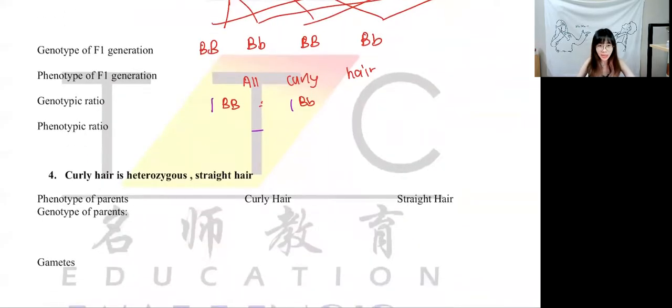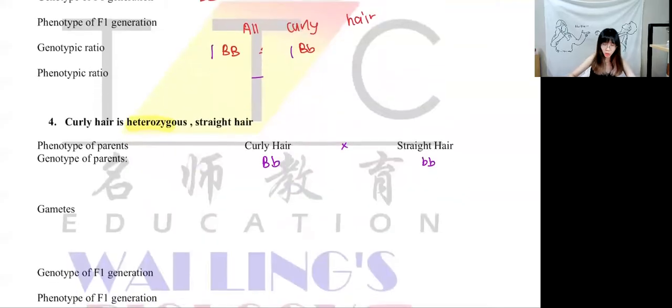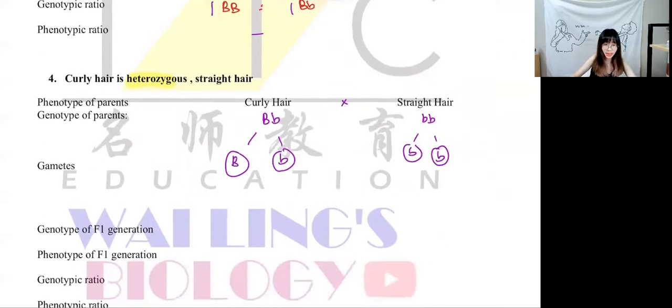Okay, the last one, curly hair is heterozygous, straight hair. So curly hair is hetero. Hetero means different, right? 1 big B, 1 small b. Straight hair, how do I know straight hair is hetero or homo? Again, straight hair is recessive. To show that they are recessive, it needs to be 2 small letters. So same thing, we draw the gametes. Remember to circle your gametes, and then you have fertilization.